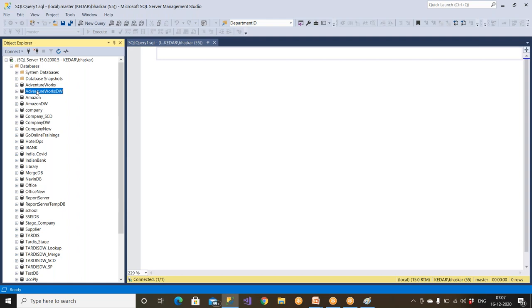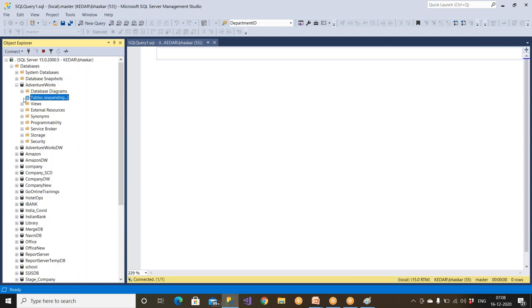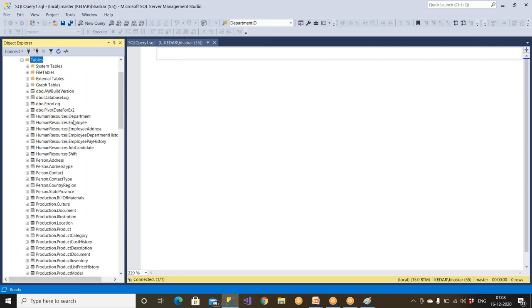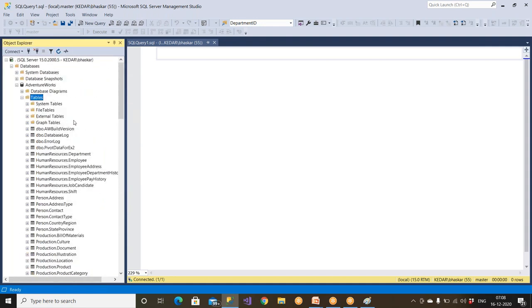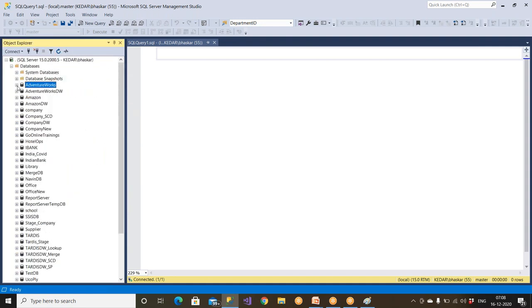This database is created by Microsoft itself. They're trying to give this database to us. So for the learning purpose, this is the AdventureWorks database. They're having a lot of tables in it. Database will have a lot of tables, right? So lot of tables are available here. And this is one database for learning purpose.